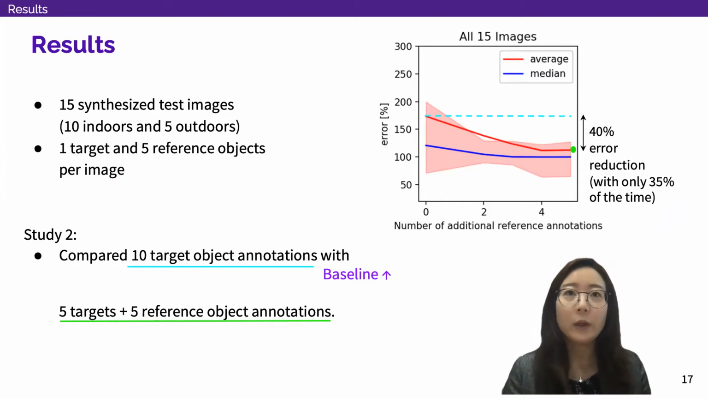As a result, we got 40% error reduction. And because the task time for reference object annotation was only 35% of that of the target object annotation, we can say that our proposed method was not only more accurate, but was also more efficient.